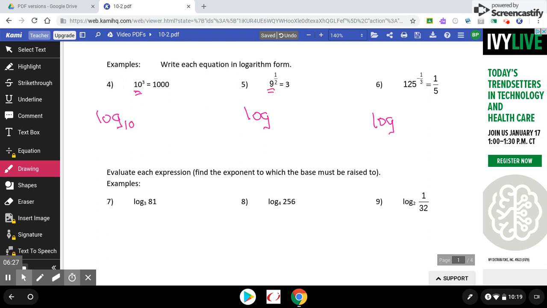Big number, base. Little number, base. Big number, 125. Little number, 125. So the argument is what goes next, and the argument is the answer in the original problem. So the argument goes next.